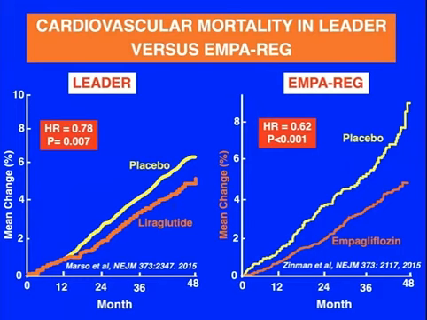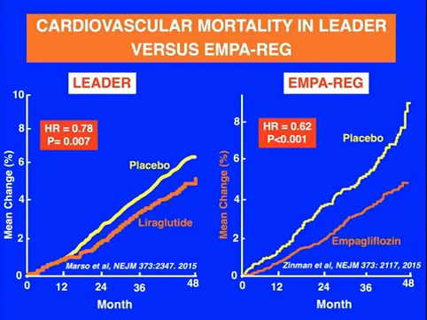So if you look at the two curves in the EMPA-REG outcome study, you can see within 3 months, the yellow and the placebo curves are separating. So the beneficial effect of empagliflozin to decrease mortality in the EMPA-REG outcome study occurs very, very quickly.